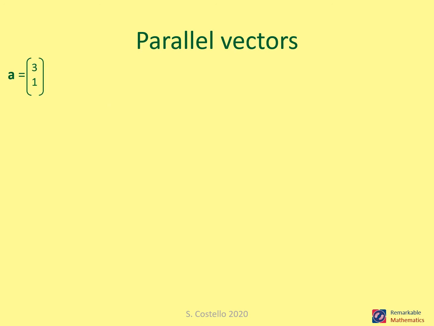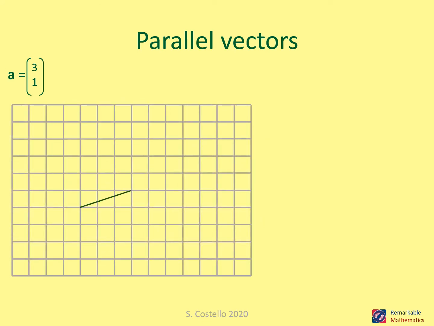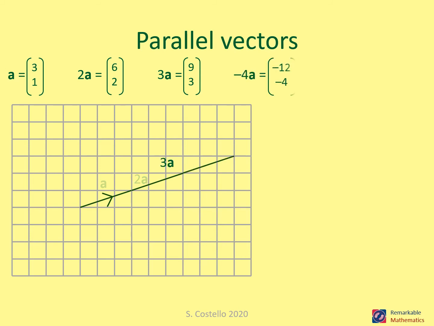Vector A is 3, 1. 2A is 6, 2. 3A is 9, 3. -4A is -12, -4.